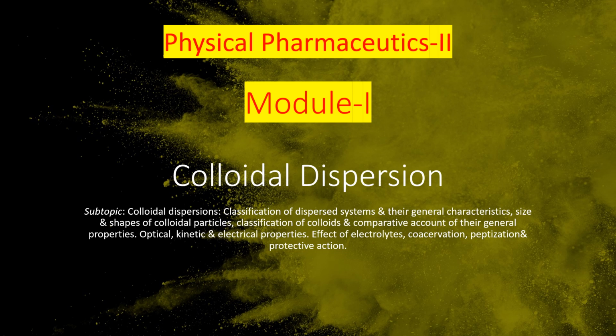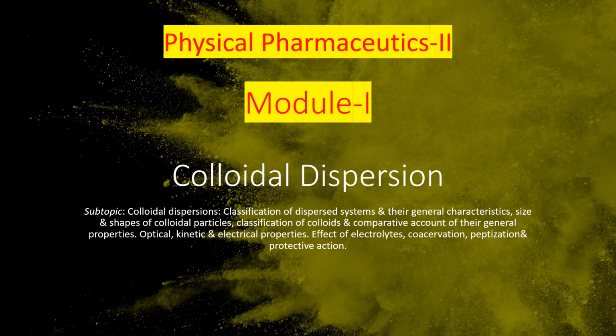From this subtopic, the question can be, what is a dispersion system? You might be asked to classify the dispersed systems and what are the general characteristics of them. So that may be of maximum 5 marks.